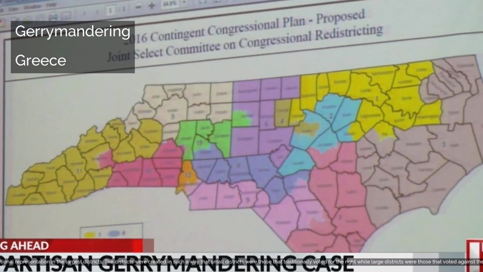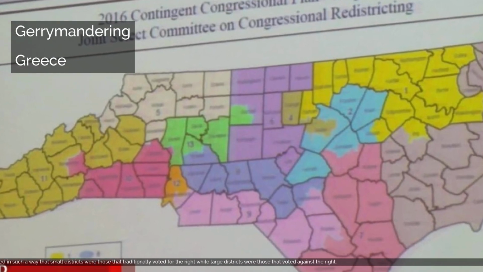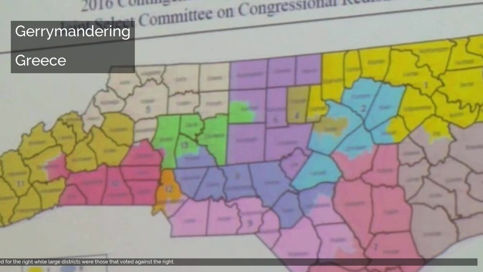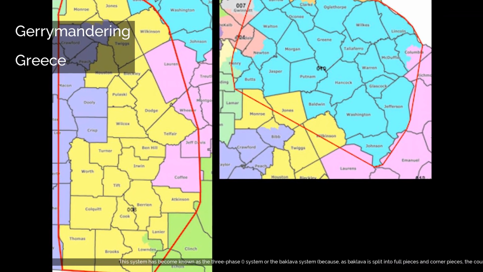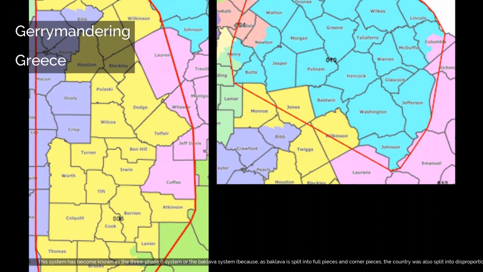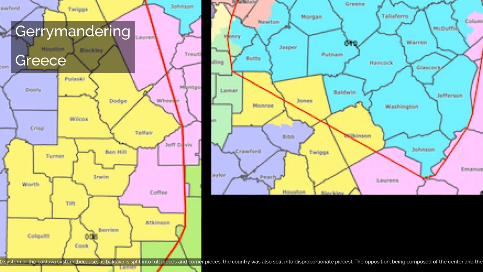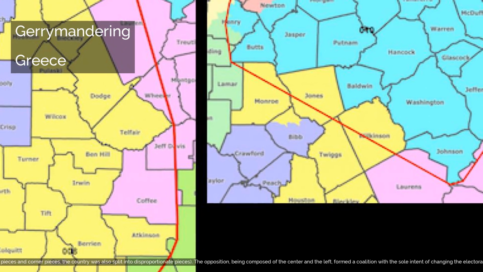The districts were created in such a way that small districts were those that traditionally voted for the right while large districts were those that voted against the right. This system has become known as the three-phase system, or the baklava system, because, as baklava is split into full pieces and corner pieces, the country was also split into disproportionate pieces.